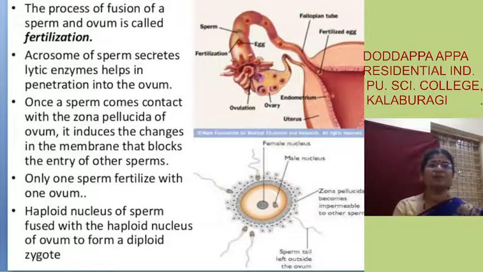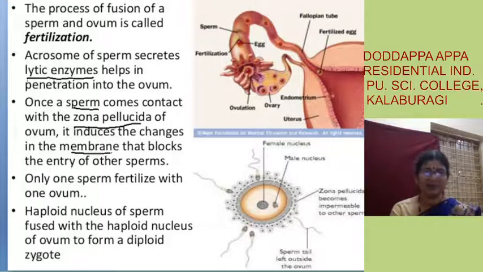Fine. The acrosome will secrete lytic enzymes which will dissolve the membranes which come in its path. Once the sperm comes in contact with the zona pellucida of the ovum, it induces a change in the egg membrane. Fine. It induces change in the egg membrane and that will block the entry of other sperm. It will not allow any other sperm to enter into the ovum.